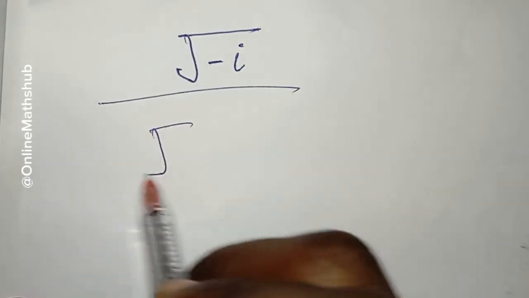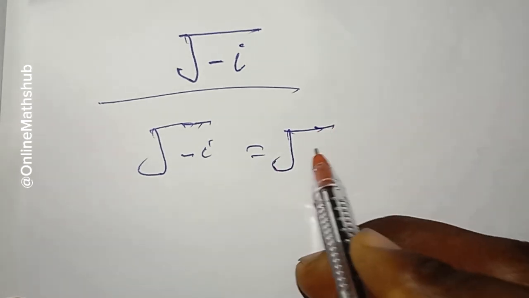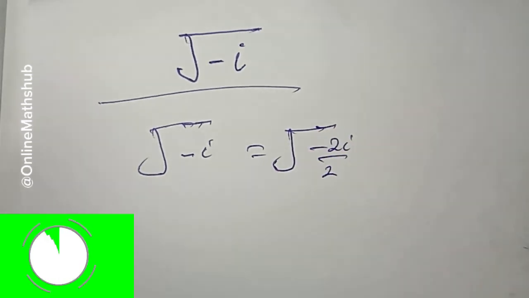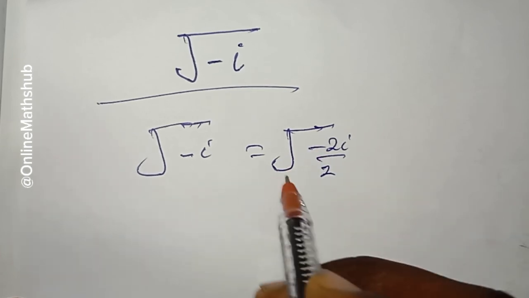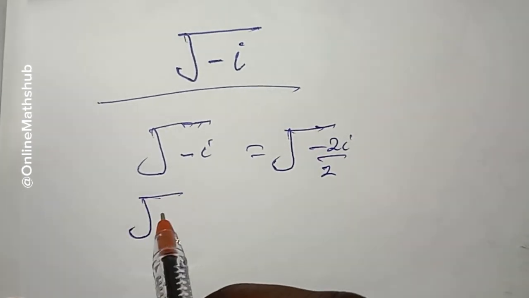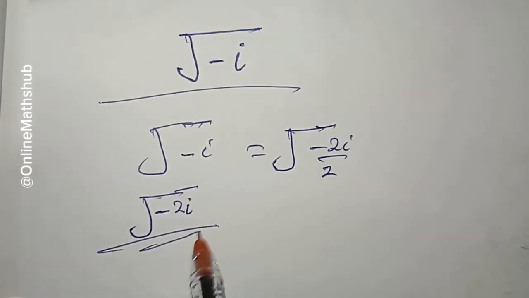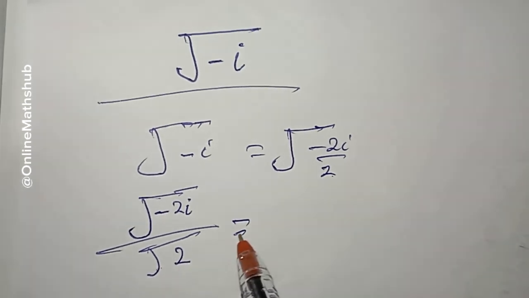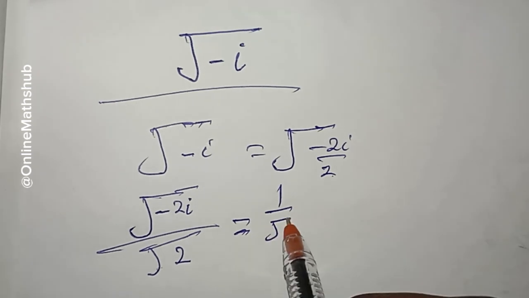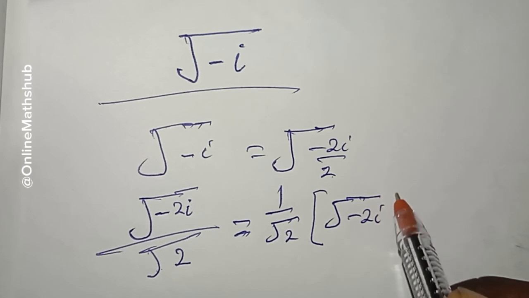Okay, so let us continue. This is root negative i. So we can actually write this as root negative 2i divided by 2. I've done nothing, so 2 divided by 2 is actually 1, and then it returns us to this. Then you can write this as root negative 2i divided by root 2, so that you can factorize this 1 over root 2 out here. So we have 1 over root 2 into root negative 2i.